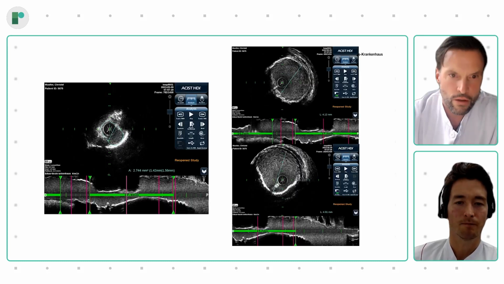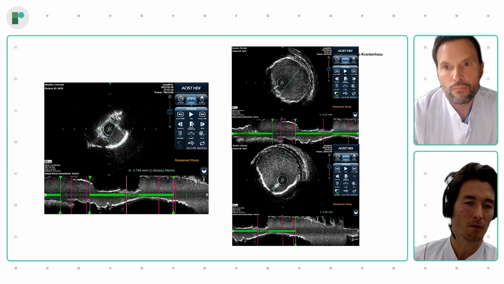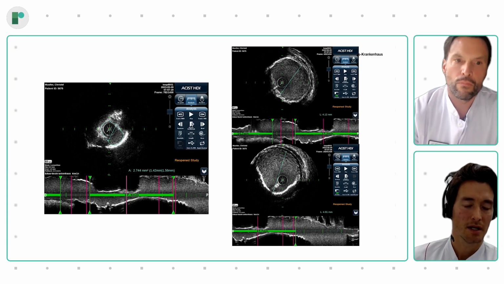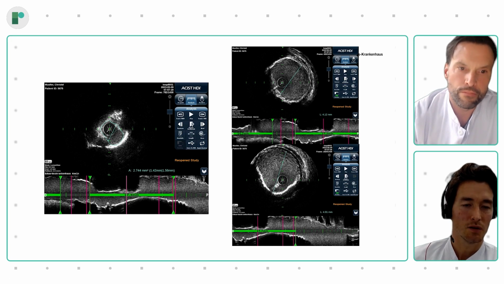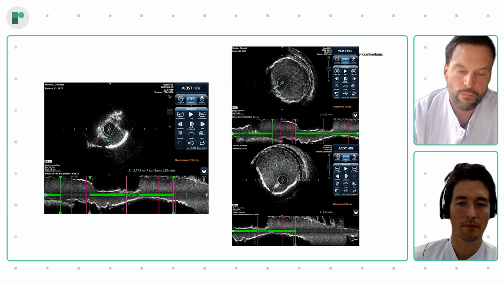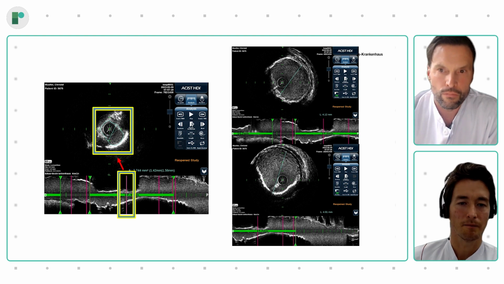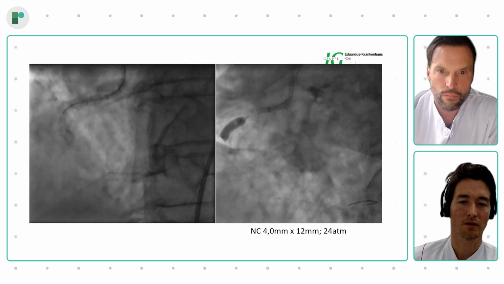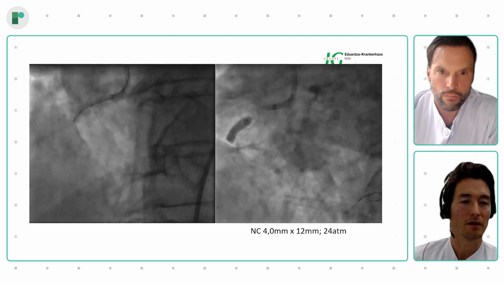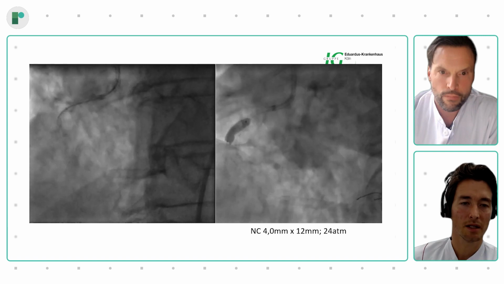In this scenario, we performed specific measurements. On the left-hand side, you see a minimal lumen area of 2.7 millimeter square. We identified the distal reference and the proximal reference diameter, and then chose our debulking device. In this case, we chose another example of orbital atherectomy.